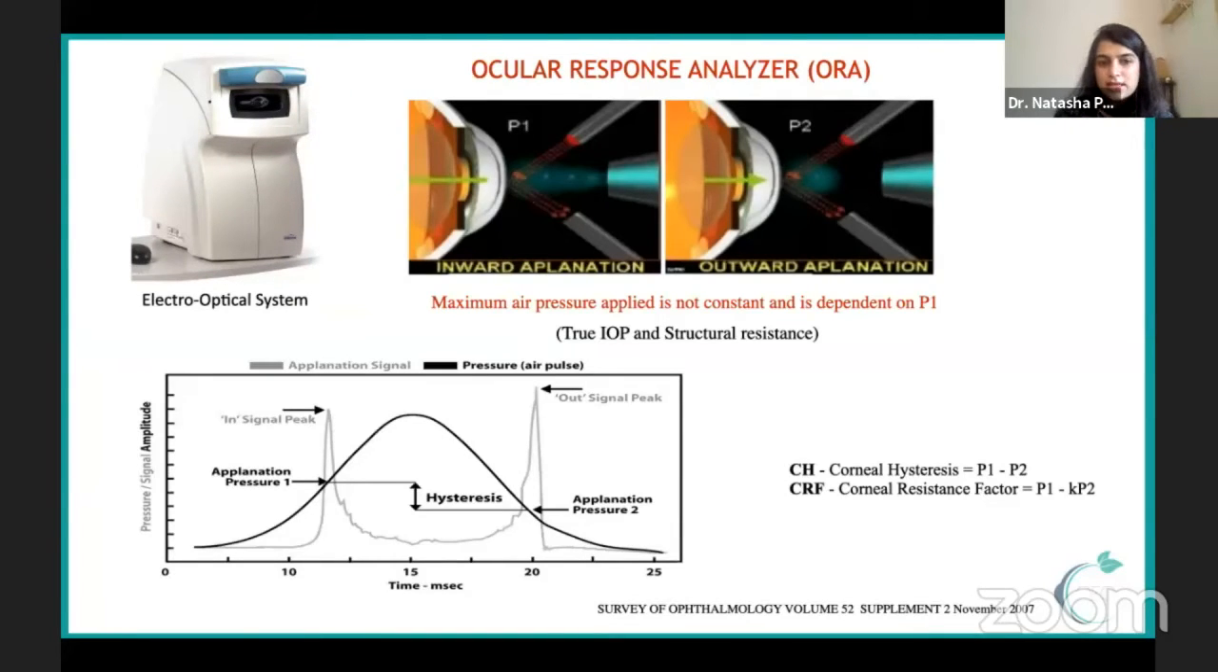The first one is the ORA, which was the first tool giving the corneal biomechanics in terms of corneal hysteresis. So it is basically the property of the cornea to rebound back, the elastic property, that was being measured. But this is again not the true corneal biomechanics. This is just a surrogate reading that we get.